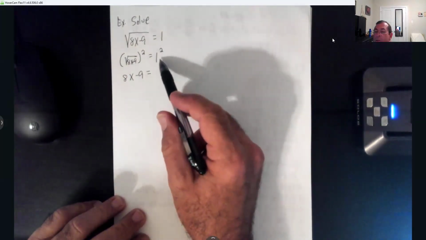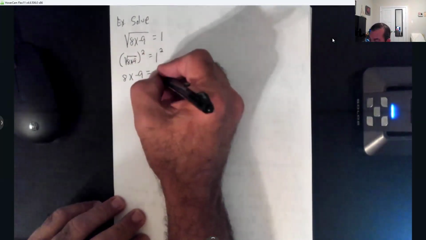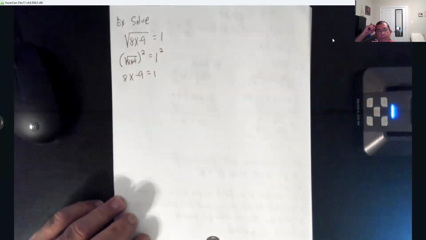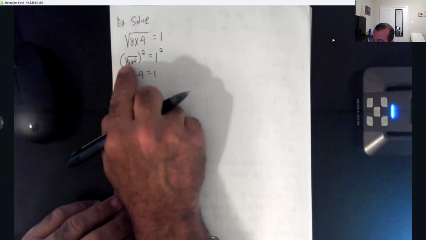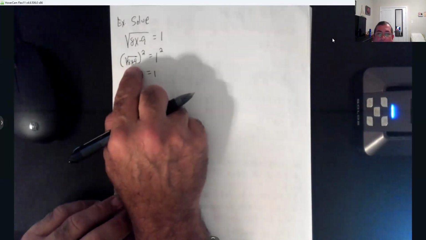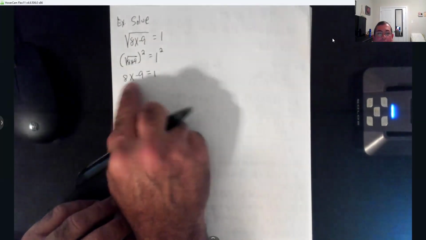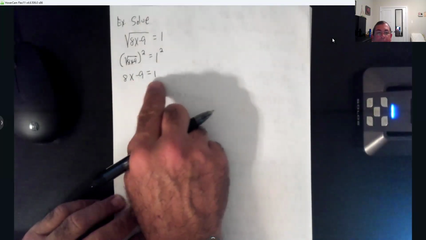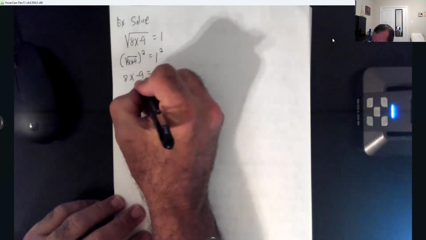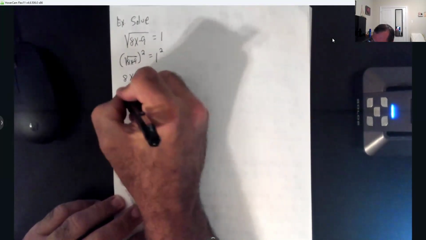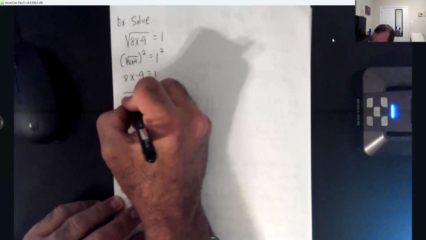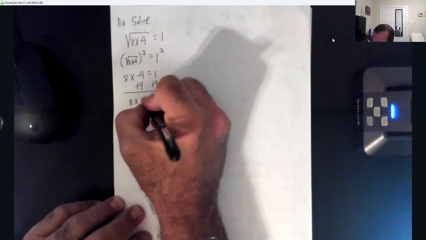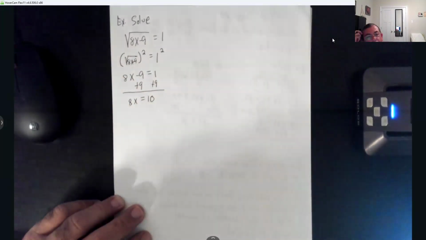Oh, look at that. 1 squared, 1 times 1 is 1. So see how, since this one had stuff being multiplied and subtracted under the radical, you actually got a couple steps here to go. First of all, I would move that negative 9 by adding. So that's going to give me 8x equals a positive 10. And then, y'all, the final step.